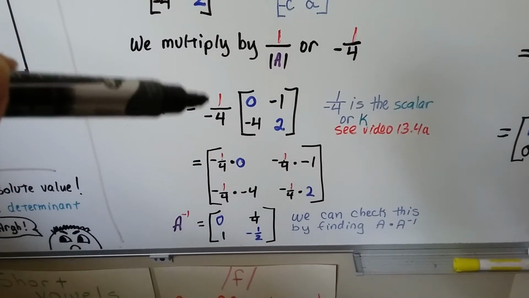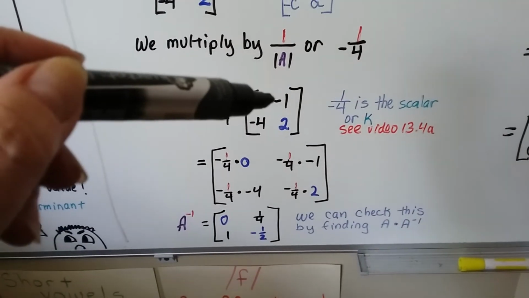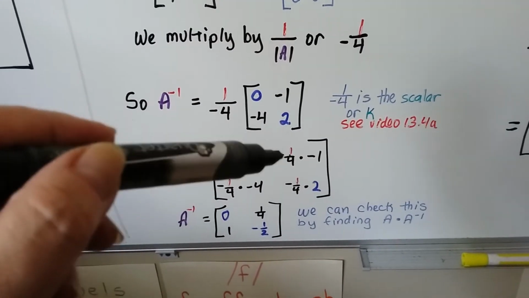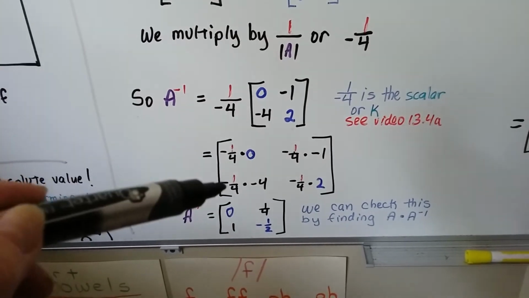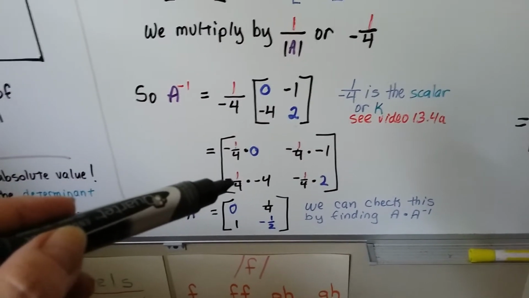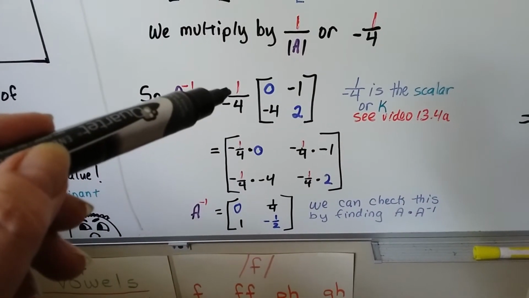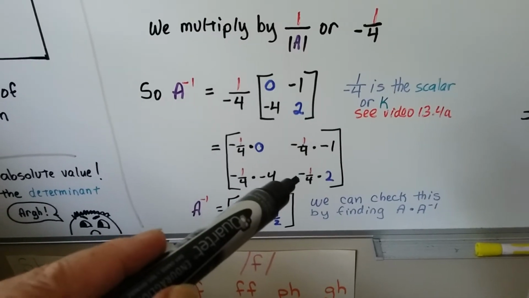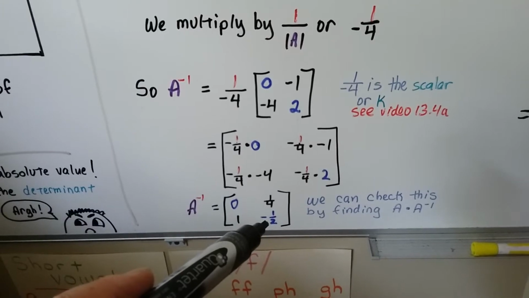So we do -1/4 times 0, and we get a 0. We do -1/4 times -1. Well, that gives us a +1/4 because of the two negatives. We do -1/4 times a -4. Well, that's going to give us a +4 over 4, which is going to give us a +1. We do -1/4 times a 2. That's going to give us a -2/4, which simplifies to a -1/2.